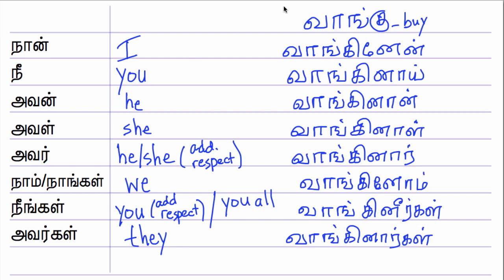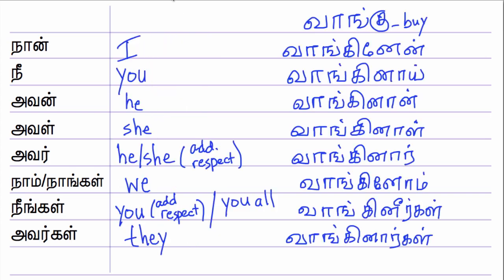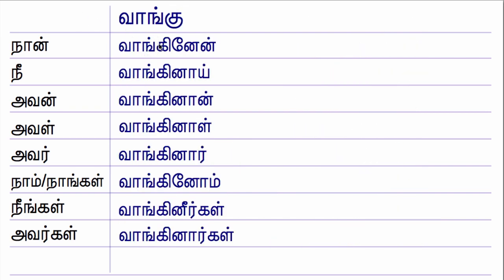All right, so let's do a bird's eye view of all of these verbs that we just conjugated here. We'll write it more neatly and take a look at them more closely. Okay, for point one, I want everyone to notice that all of these vowels at the end are long vowels: vanginen, vanginai, vanginan, vanginal, vanginar, vanginom, vanginirgal, and vanginargal. So at the end, long vowels, or the word in Tamil for a long vowel is nedil.